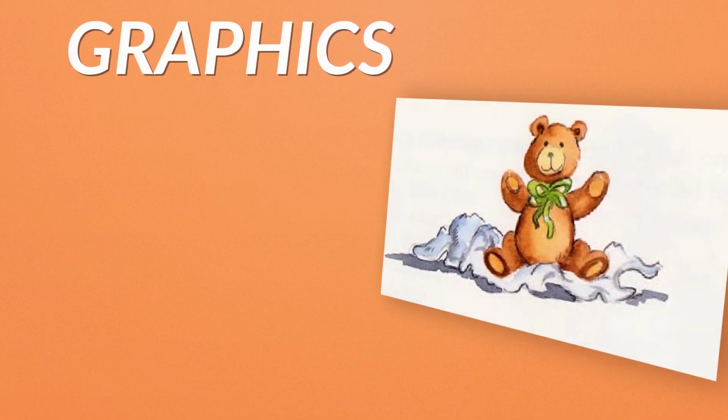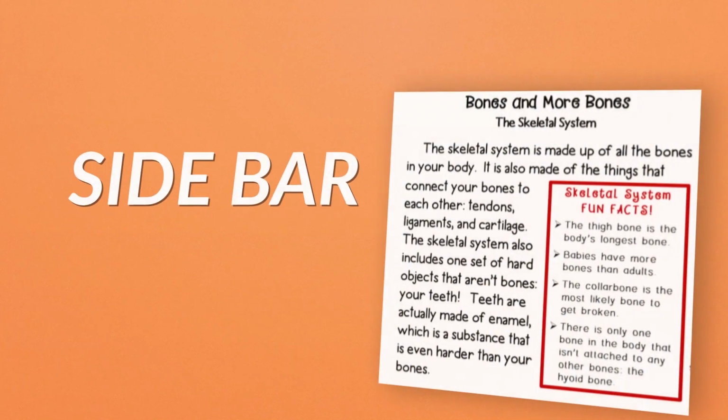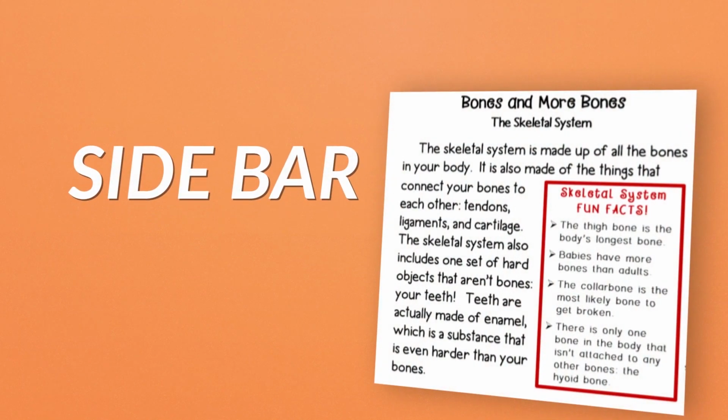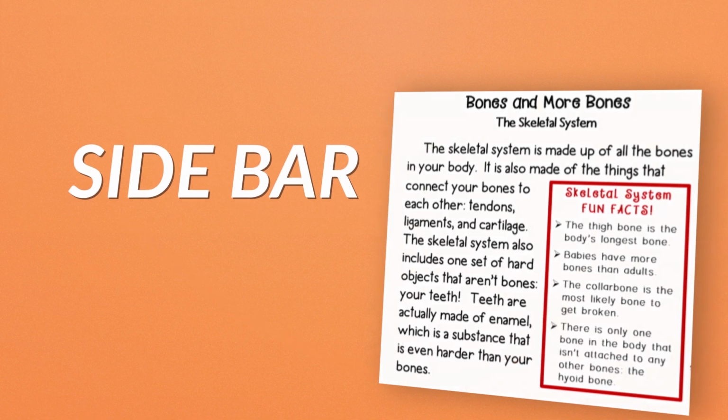Number 5, we have graphics. They include both photographs and illustrations. They help the reader to visualize what is described in the text. Number 6, we have the sidebar. It is an additional text which is not included in the main body of text within a text box, often with a shaded background, and it is usually located at the sides, the top or the bottom of a page.